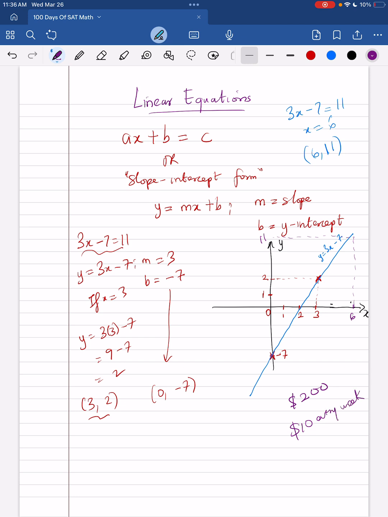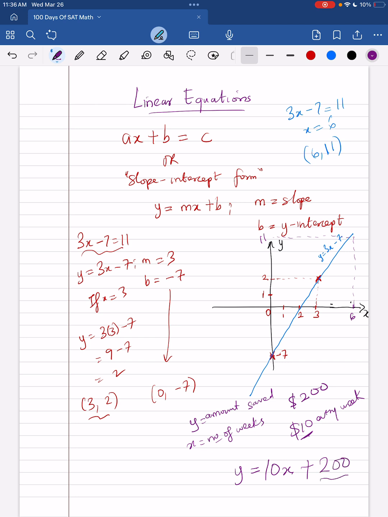We can represent this by a linear equation. If y represents the amount saved and x represents the number of weeks, your amount saved, y, will be 10, the amount you save per week, times x, plus 200, the amount that you started with.